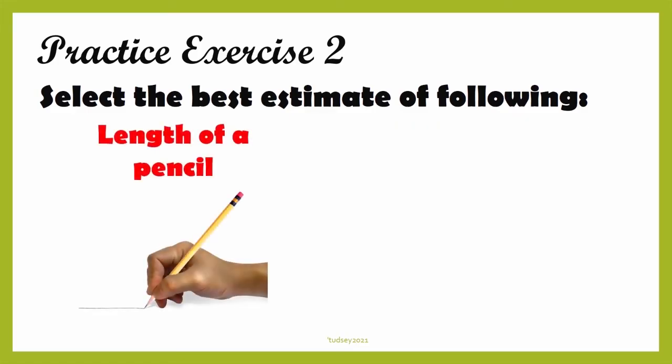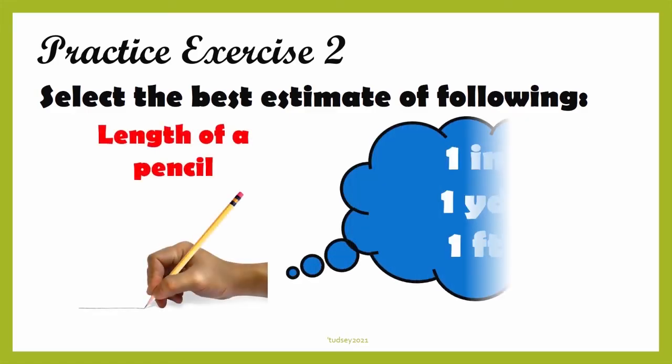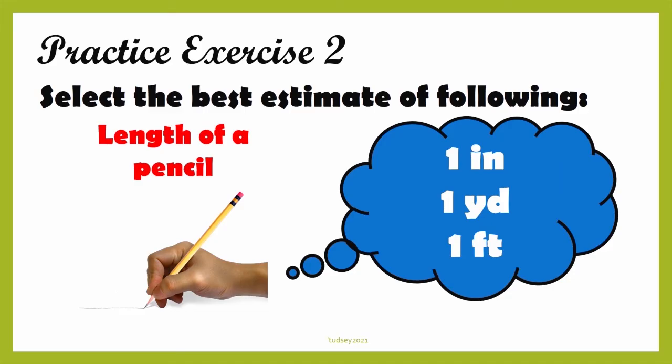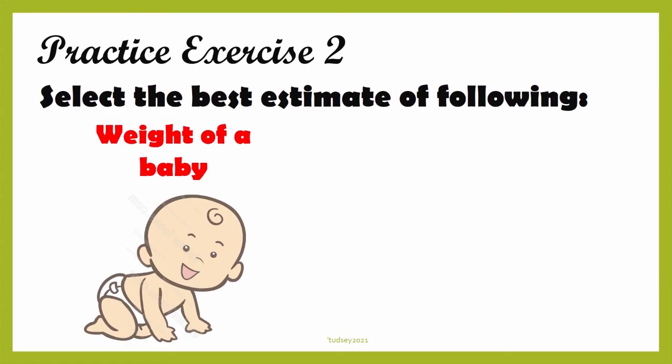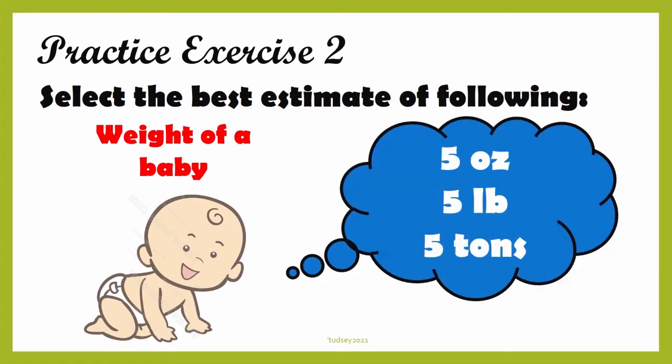Number 4. Length of a pencil. Is it 1 inch, 1 yard, or 1 foot? Great job! 1 foot is the best estimate for the length of a pencil. Number 5. Weight of a baby. Is it 5 ounces, 5 pounds, or 5 tons? Great! 5 pounds is the best estimate for the weight of a baby.